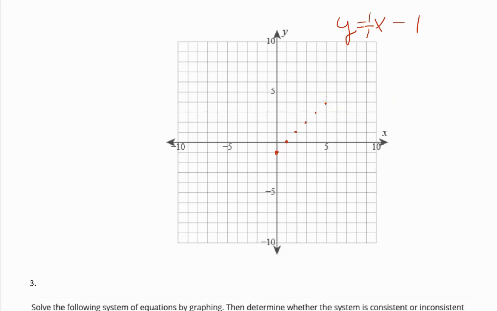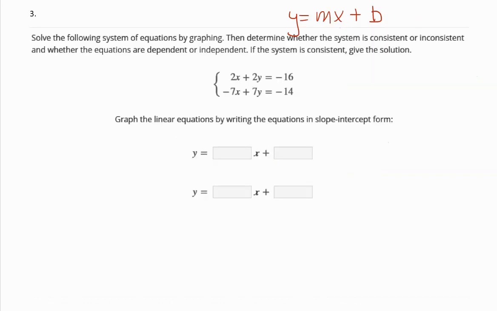Then I take my line tool, and you can sketch it however, and it ends up looking something like so. Okay, again, something easy and a little review. Now, for example 3, we're asked again to solve by graphing.